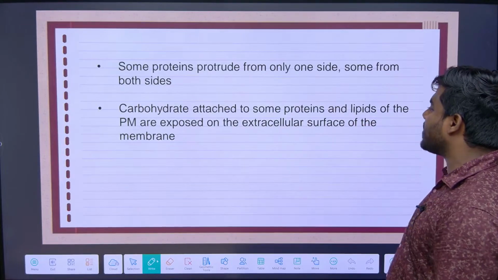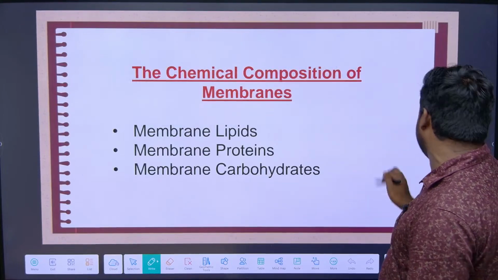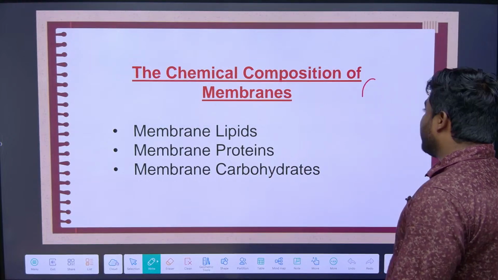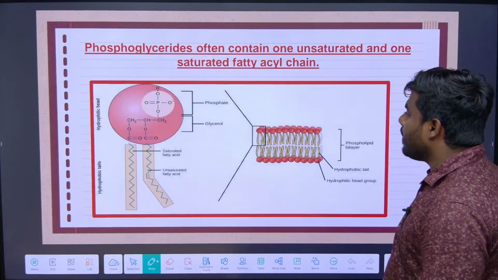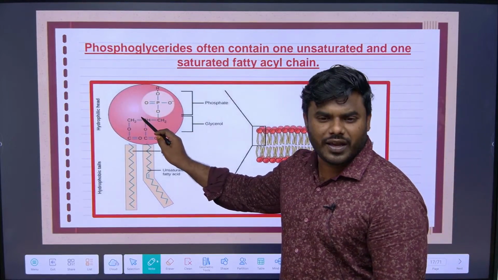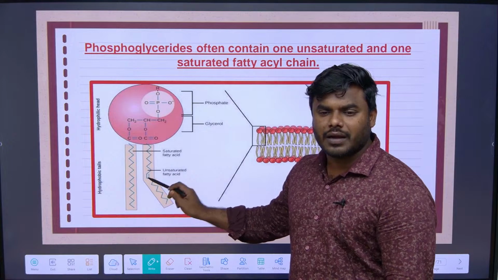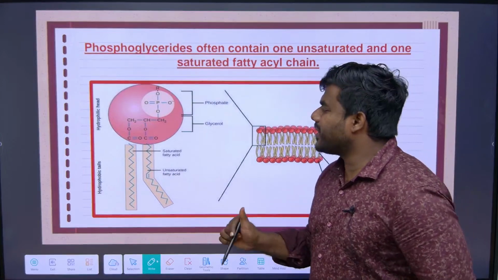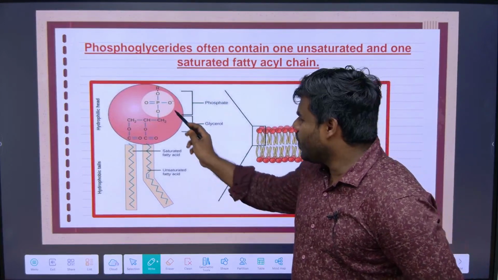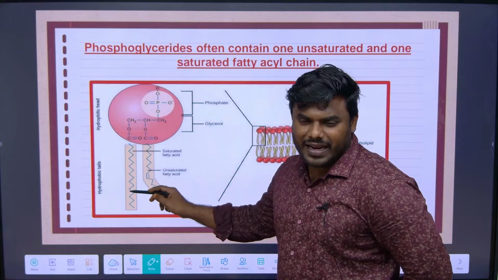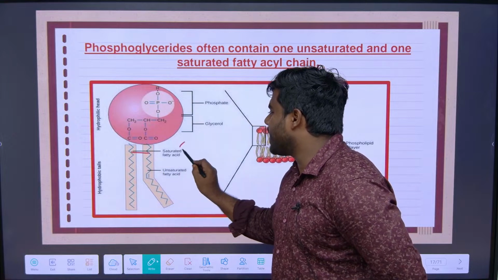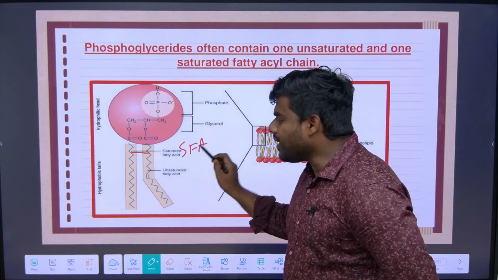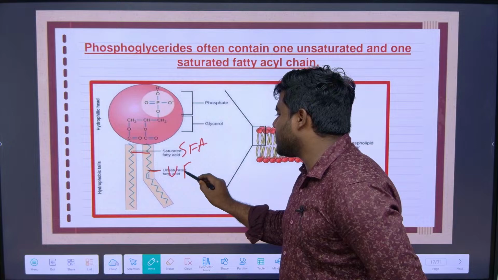Whenever you observe the structure of the phospholipid, how does it look? Everyone look into the picture. A phospholipid contains a hydrophilic head and a hydrophobic tail. You already read this multiple times in the 11th standard. When you observe the hydrophobic tail, what is it made up of? Both saturated fatty acids and unsaturated fatty acids.